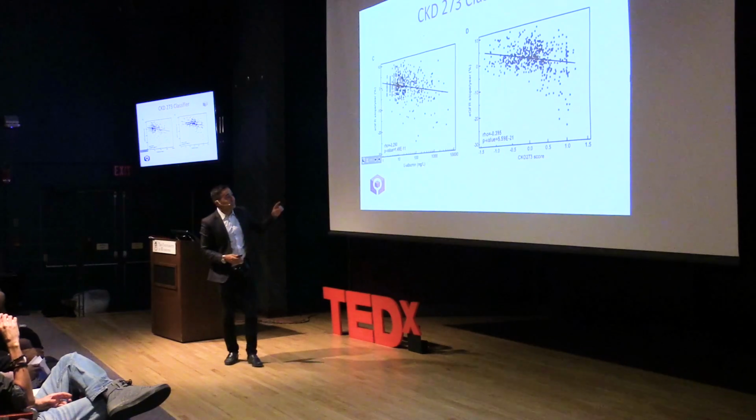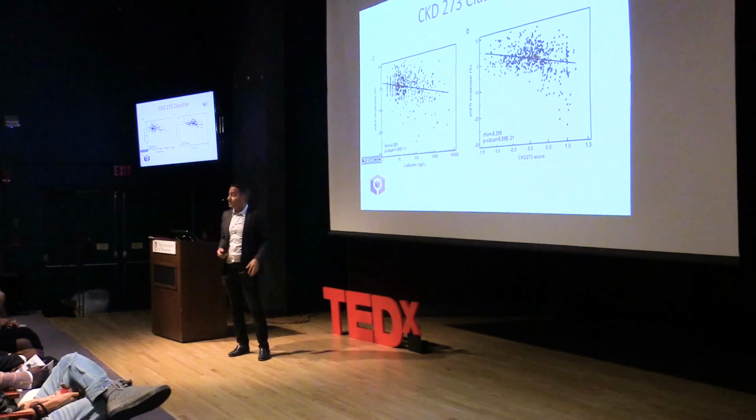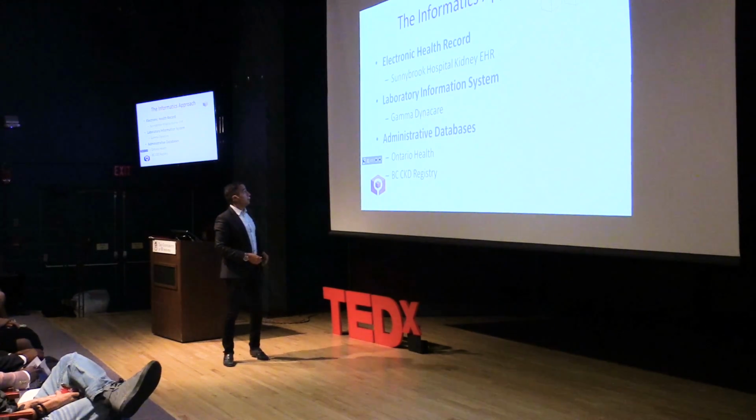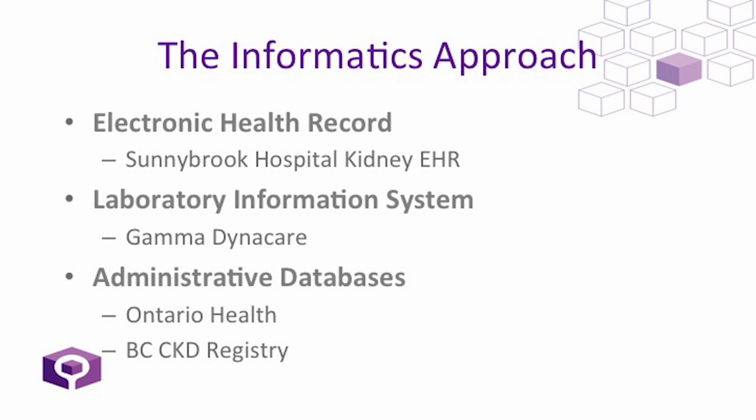So again, genomics, proteomics, and metabolomics generate wonderful hypotheses. They teach you about new pathways which you haven't learned, but they don't necessarily solve the challenges of today. So what about the informatics approach? The informatics approach uses big data, data from electronic health records, from things you wear, from administrative databases, and it tries to get at those same questions.